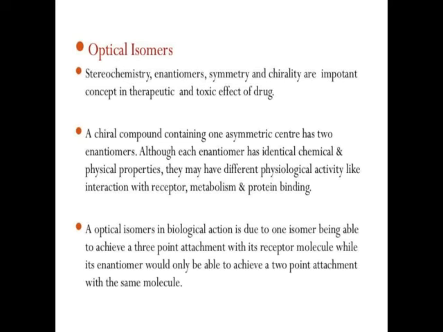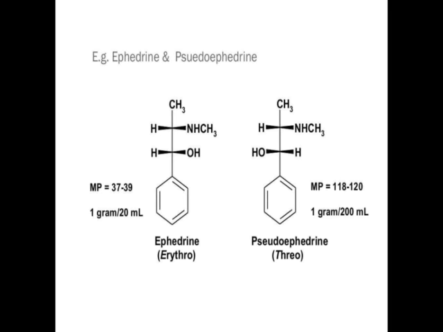Then optical isomers, that is, where a chiral center is present, so it can be R rotatory or S rotatory. Some of these isomers will show better activity, some will not show the activity, so we can select the isomer of a drug which can show the better activity. So adrenaline, that is the negative adrenaline and positive adrenaline. So one is the R, one is the S adrenaline.